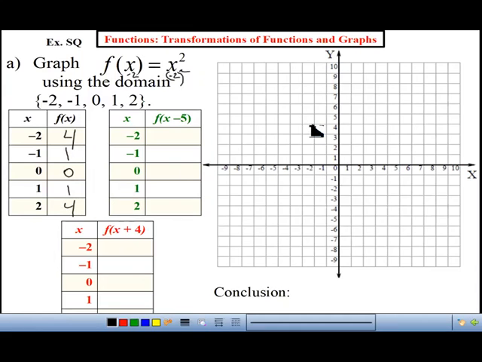-2, 4. -1, 1. 0, 0. 1, 1. 2, 4. And there's my parabola, and this is my f of x. I'll just leave it with f of x.